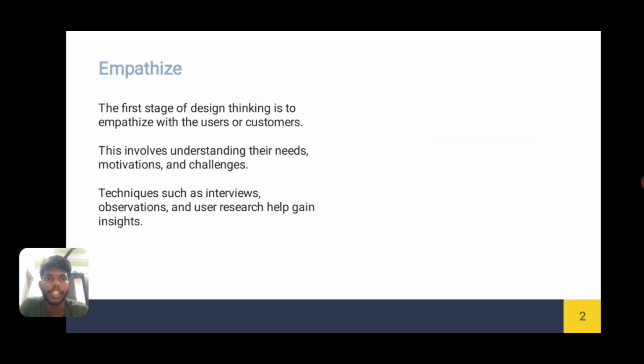Empathize. The first stage of design thinking is to empathize with the users or customers. This involves understanding their needs, motivations, and challenges. Techniques such as interviews, observations, and user research help gain insights.